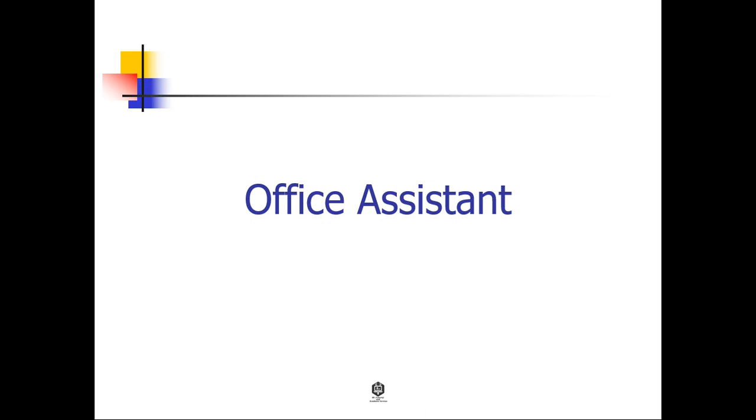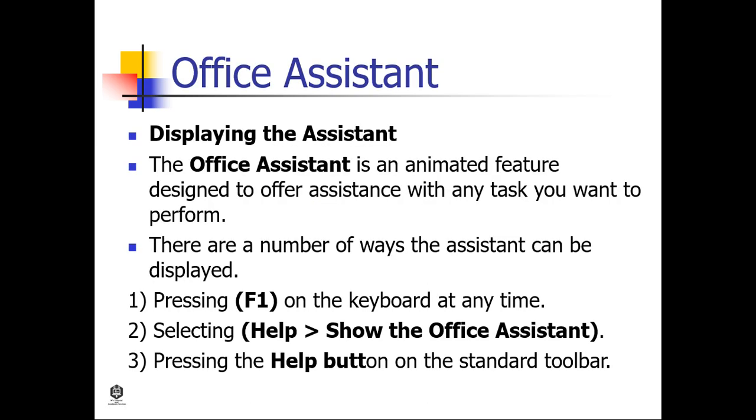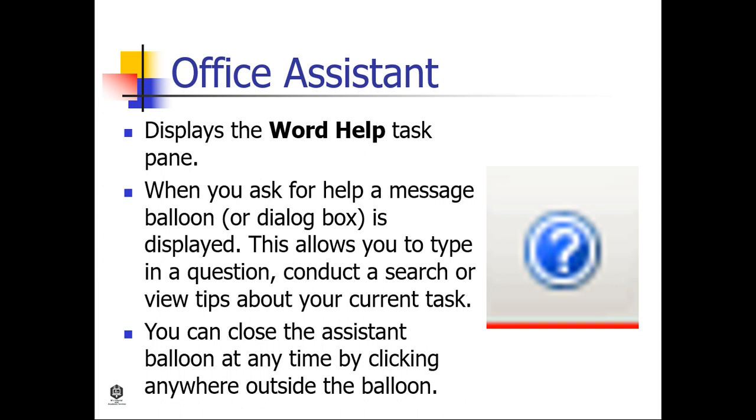Now, let's talk about the Office Assistant. In displaying the Assistant, the Office Assistant is an animated feature designed to offer assistance with any task you want to perform. There are a number of ways the Assistant can be displayed: by pressing F1 on the keyboard at any time, selecting Help, then Show the Office Assistant, or pressing the Help button on the standard toolbar. It displays the Word Help task pane.